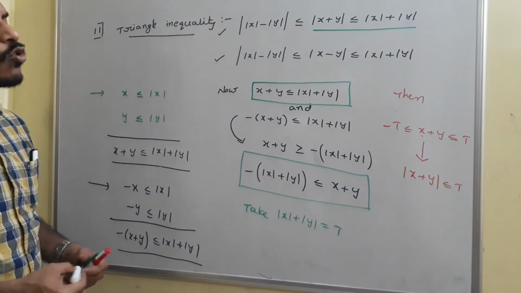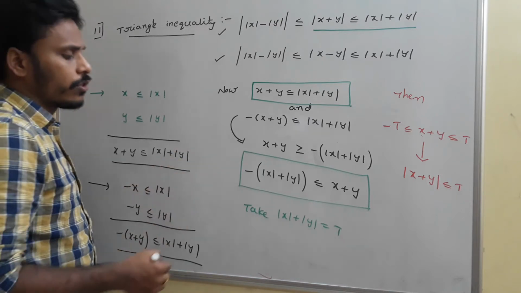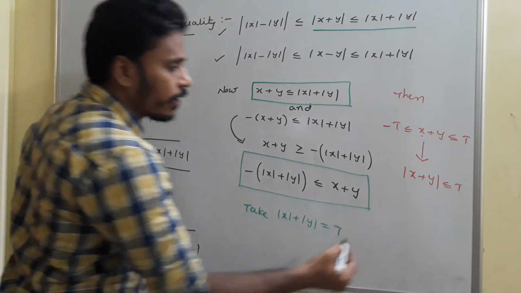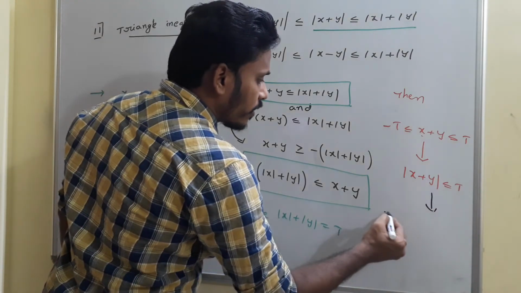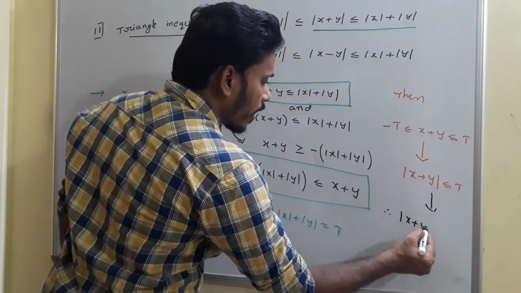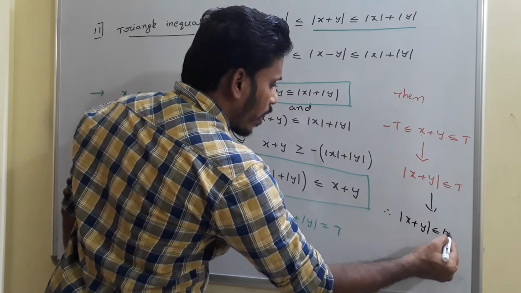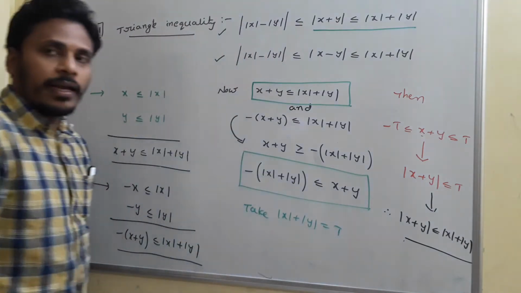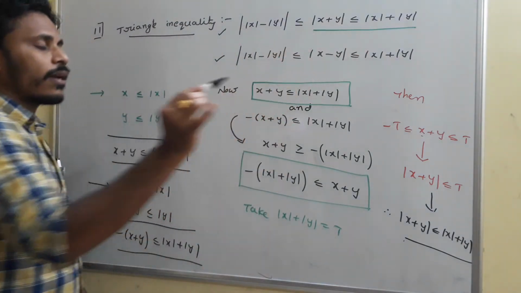And since modulus of x plus y is less than or equal to t, what is t ultimately? This t is mod x plus mod y, right? And from there it is very clear that therefore mod x plus y is less than or equal to mod x plus mod y. At the end, this first part is completed.